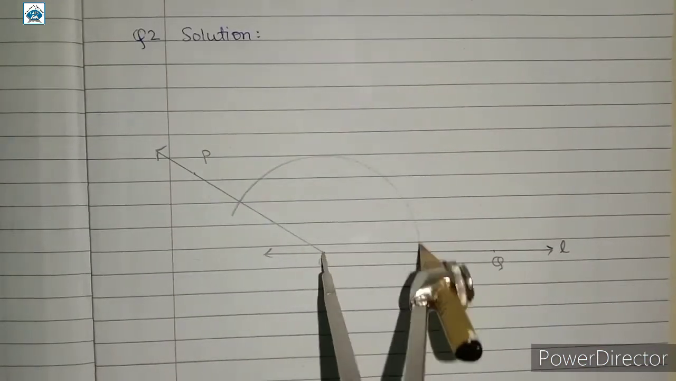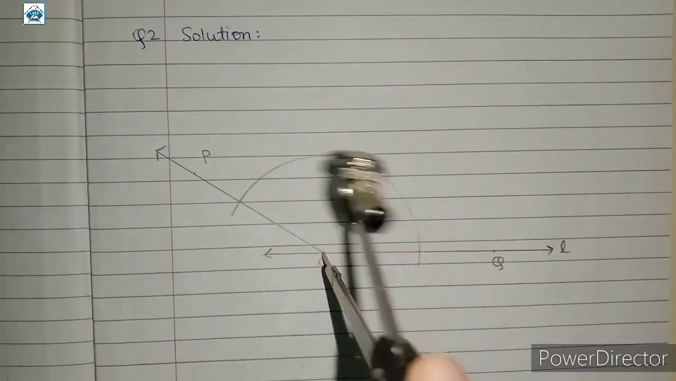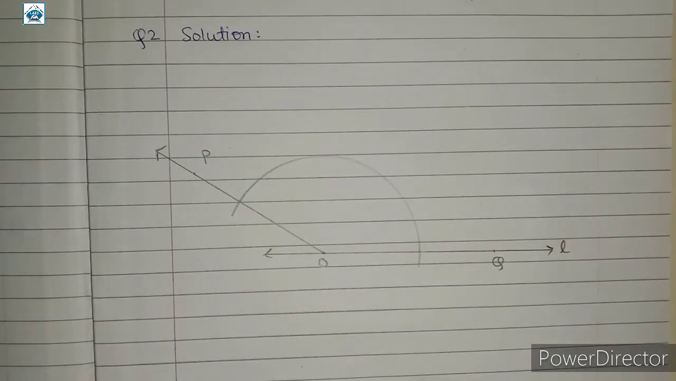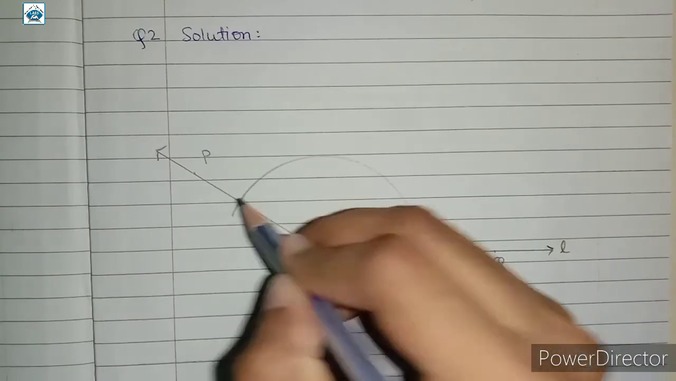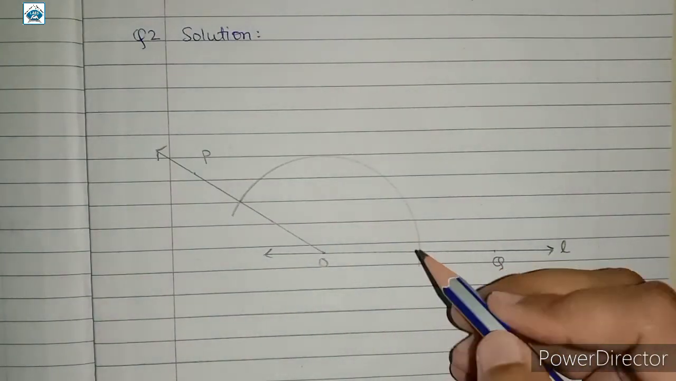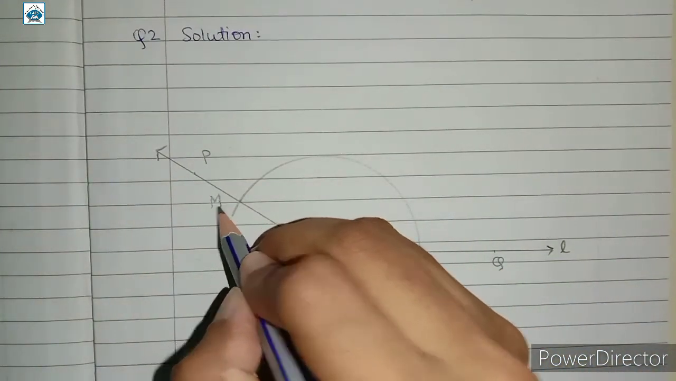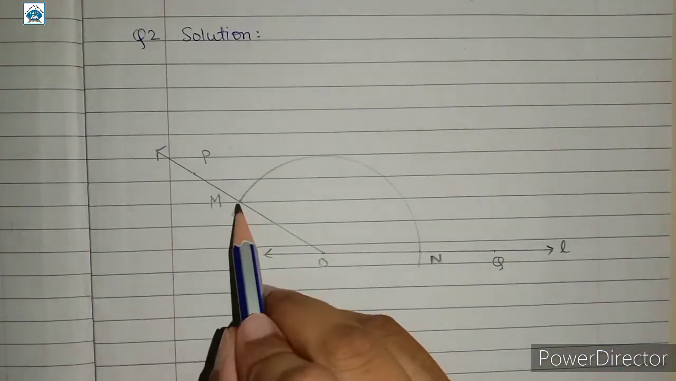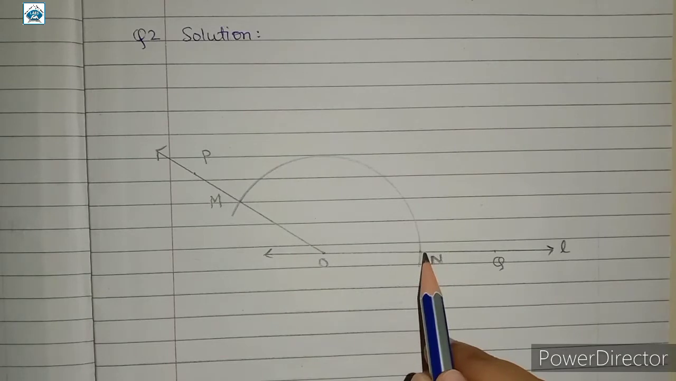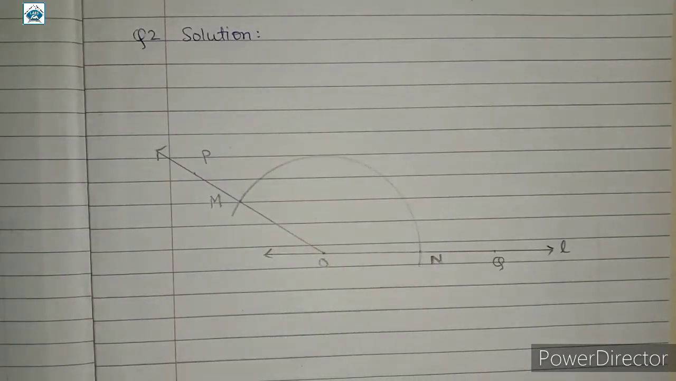ये radius आप अपनी मर्जी से कोई भी ले सकते हैं. So यहाँ पे आपको दो points मिलने चाहिए जो यहाँ पे PO and OQ को intersect करेंगे. So here we have 2 points. Let us name them M and N. Now you need to draw the bisector, perpendicular bisector, as if MN was a line segment. अगर MN एक line segment होता तो आप कैसे उसका perpendicular bisector draw करते, वैसे ही आपको यहाँ पे bisector draw करना है.